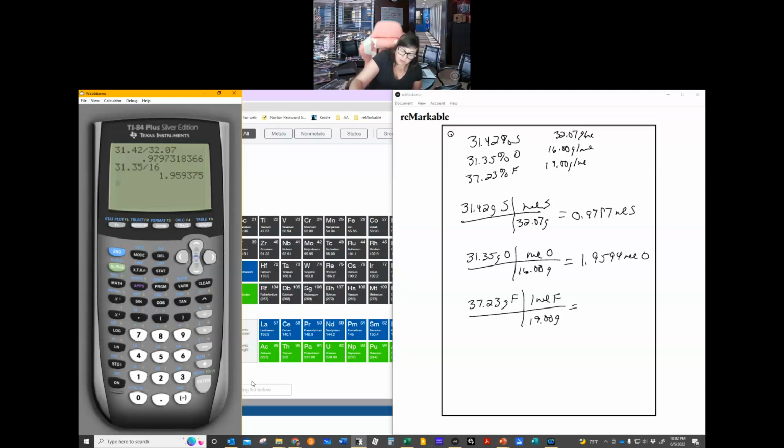That's way too many digits. Should be just like that. And then if we do our fluorine, 37.23 divided by 19, that gives me 1.959. So I know it's an S of 0.9797, an O of 1.959, and an F of 1.959. I divide all of this by the 0.9797.